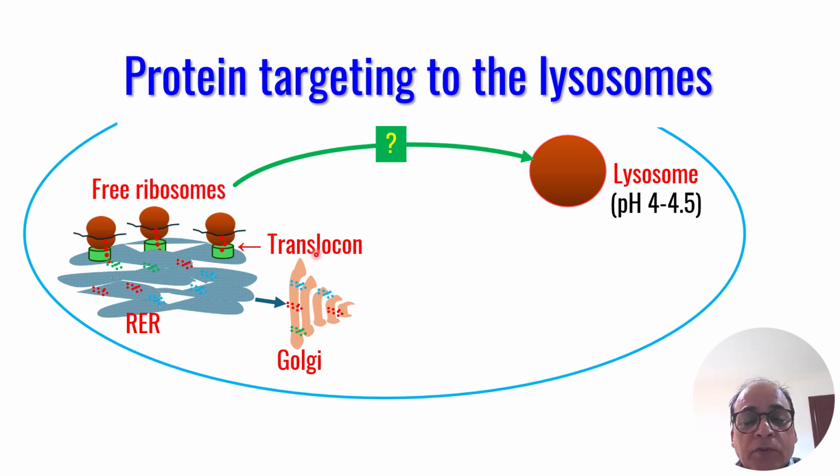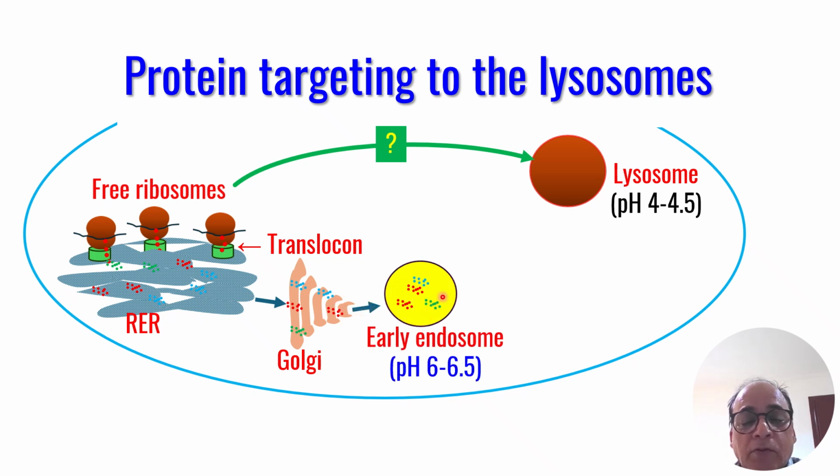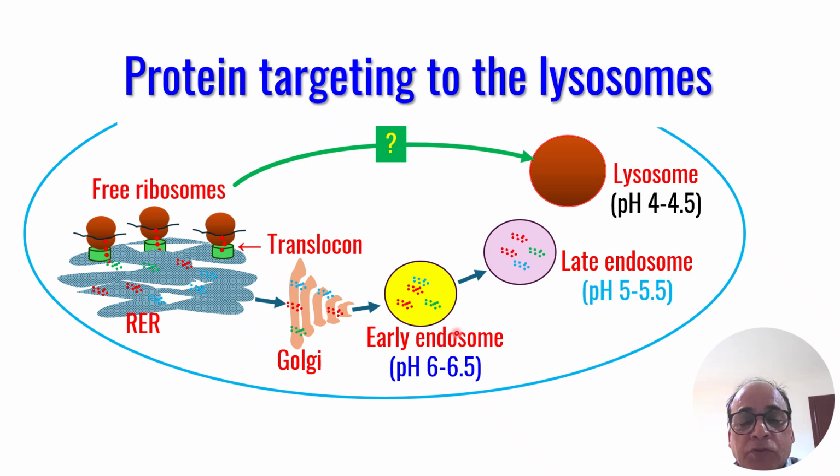So Mannose 6-phosphate is a key marker of lysosomal enzymes, and finally they reach the trans-Golgi network, from where they are sent to the early endosomes in the form of clathrin-coated vesicles. These endosomes mature into late endosomes, which finally deliver the content into lysosomes. So I will discuss the mechanism of their synthesis, modification, and targeting to lysosomes.